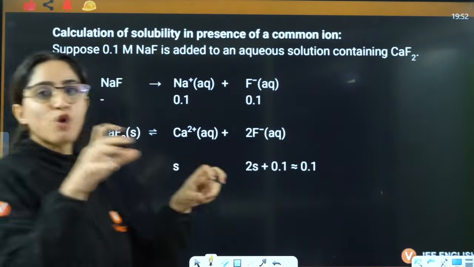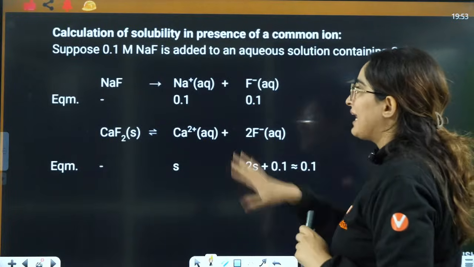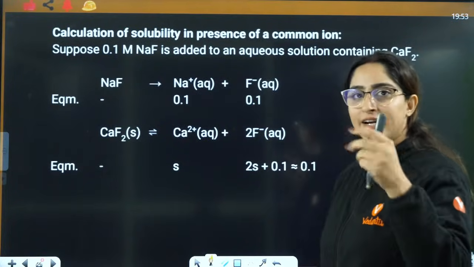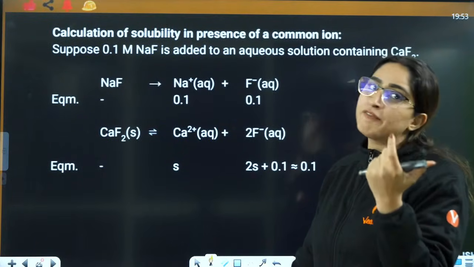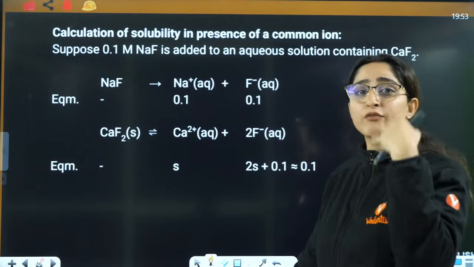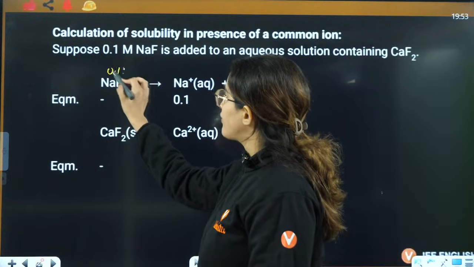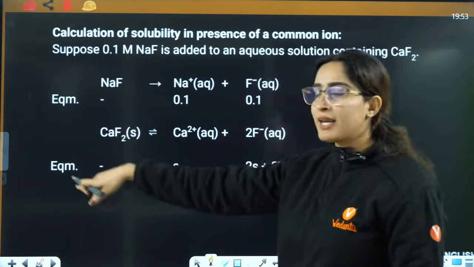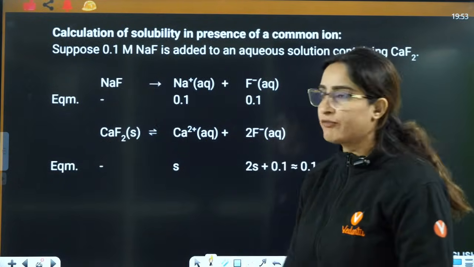Now how do you solve it in the exam, right? Very simple. Let's say we have added NaF, the common ion, which is a strong electrolyte. One of them will be a weak electrolyte, one will be a strong electrolyte. For the strong electrolyte, they will give you the amount added. Let's say they have given you 0.1 of NaF. So because it's a strong electrolyte, 0.1 of Na+ and 0.1 of F- will be formed.